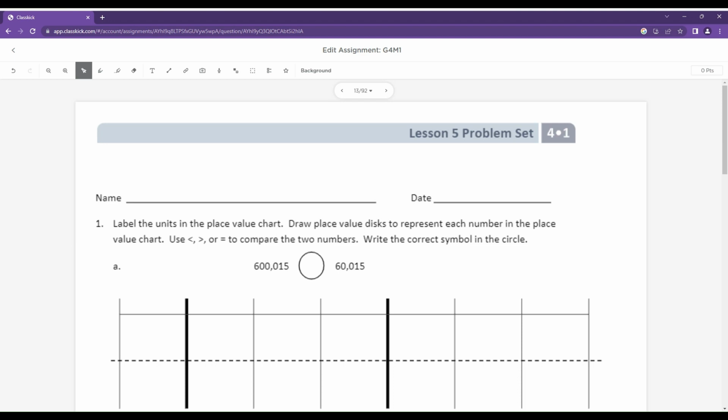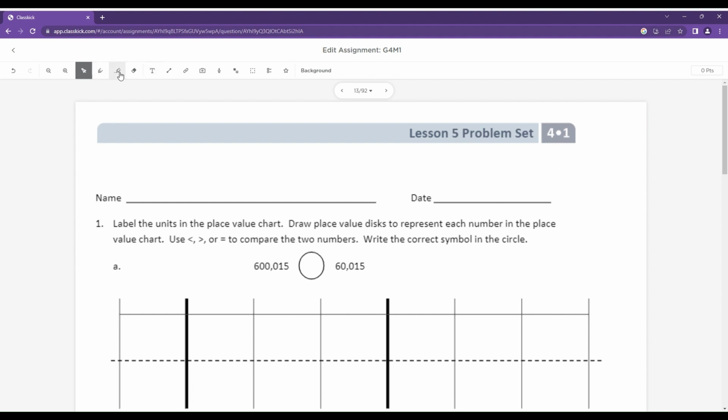Hey everyone, this is grade 4, module 1, lesson 5 problem set. And in this lesson, what we're going to be doing is we're going to look to compare numbers based on the meaning of the digits using those greater than, less than, or equal to symbols to record the comparison.